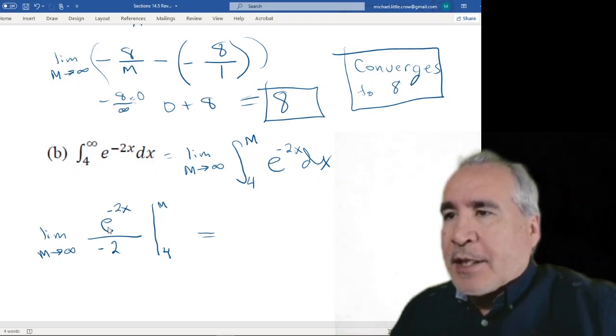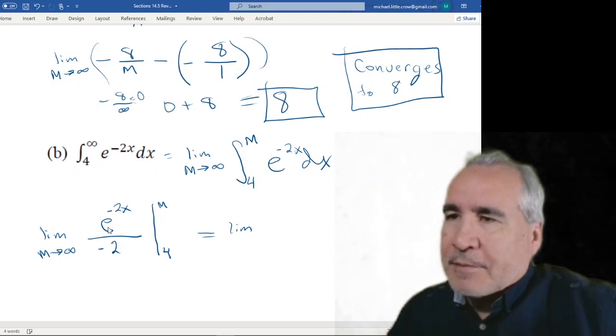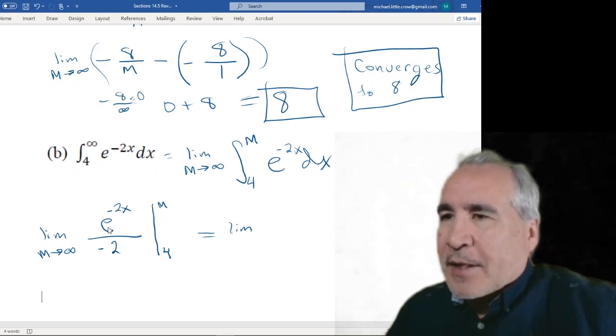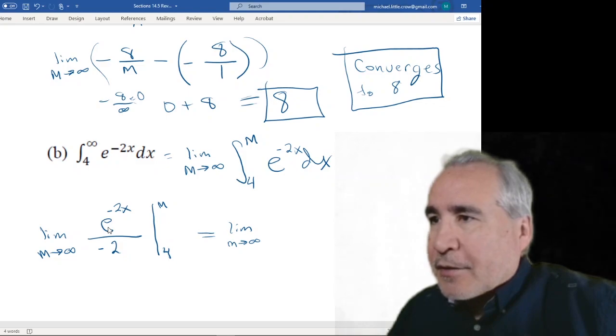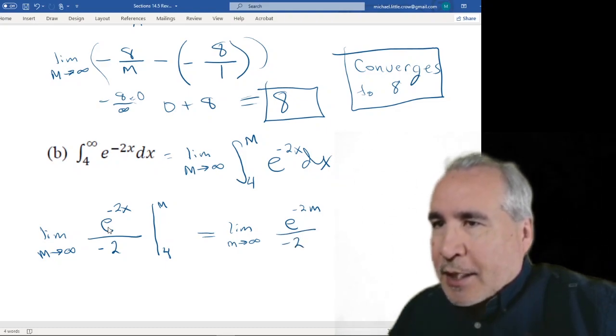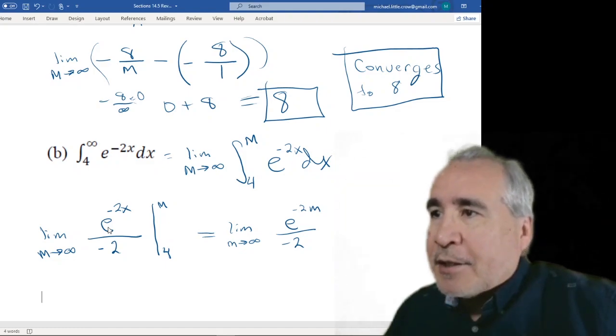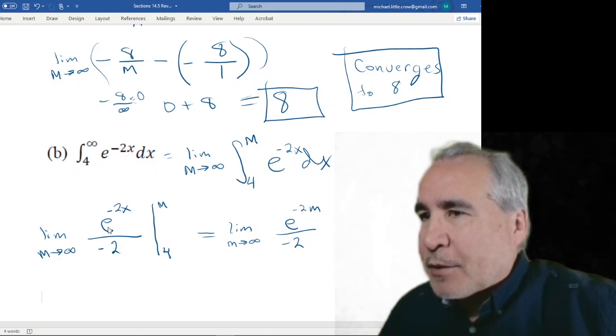So anyway, we plug in the limits, or not the limits, well, I guess the boundaries of the integration. So I put the m in for x, so I get e to the minus 2m over negative 2. Now, since it's got a negative exponent, I could also put this in the denominator, which I think I'll do in the next step just to make it clear exactly what's happening.